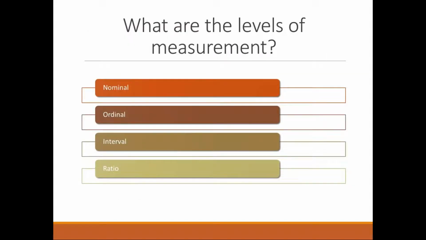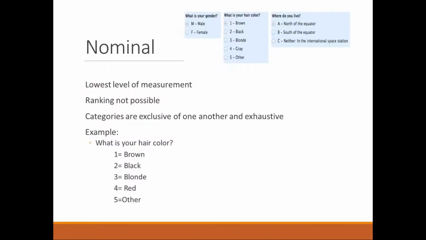So what are the levels of measure? Nominal, ordinal, interval, and ratio. Nominal is the lowest level of measurement. Ranking is not possible. Categories are exclusive of one another and exhaustive. There are 3 examples at the top. Here's one that I'll describe in detail. What color is your hair? Brown, black, blonde, red, or other? You have to pick one.